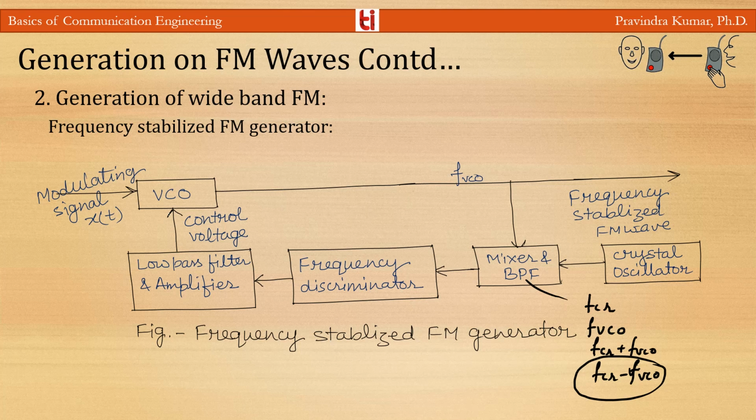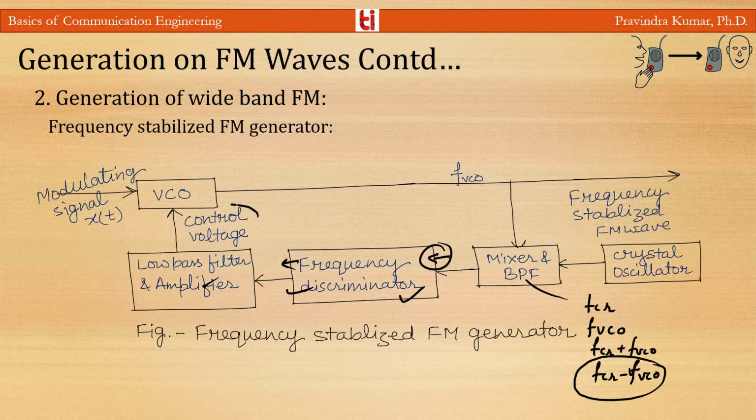This output is then applied to the frequency discriminator and low pass filter. The frequency discriminator is a special type of device which produces an output voltage, the amplitude of which is directly proportional to the frequency of its input. The low pass filter follows the frequency discriminator and eliminates the ripple content in the output of the frequency discriminator to produce a ripple free control voltage at its output.